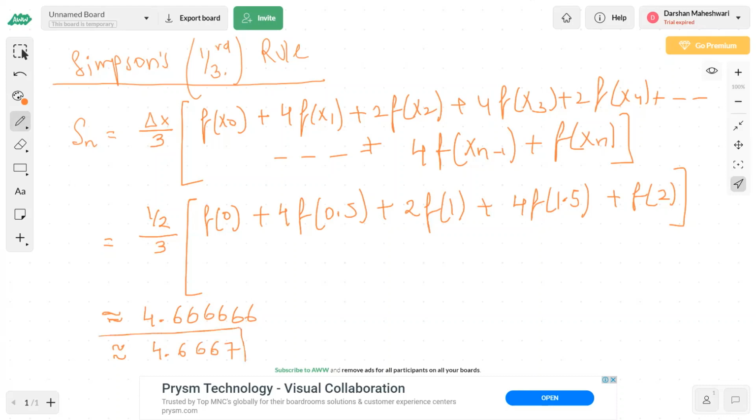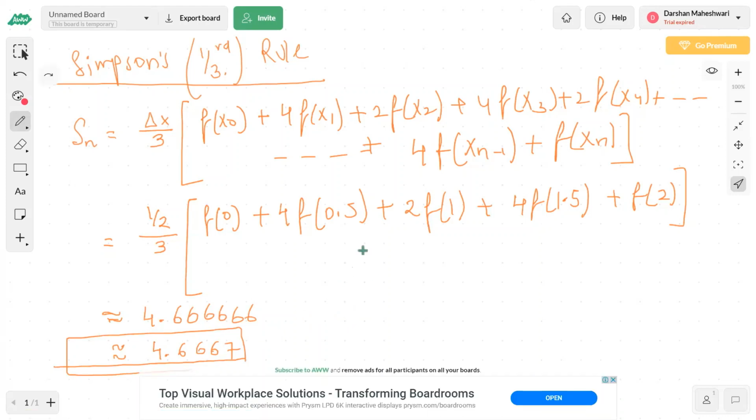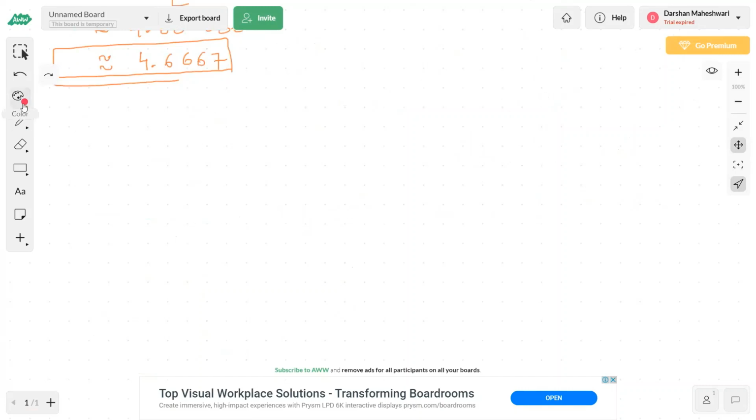This is the approximation till 4 decimal places. You can clearly see our answer was 4.67. That was our exact answer, and you can see how close these two are, right? So this is very accurate. Now I was talking about how this differs from the above four in a couple of respects.